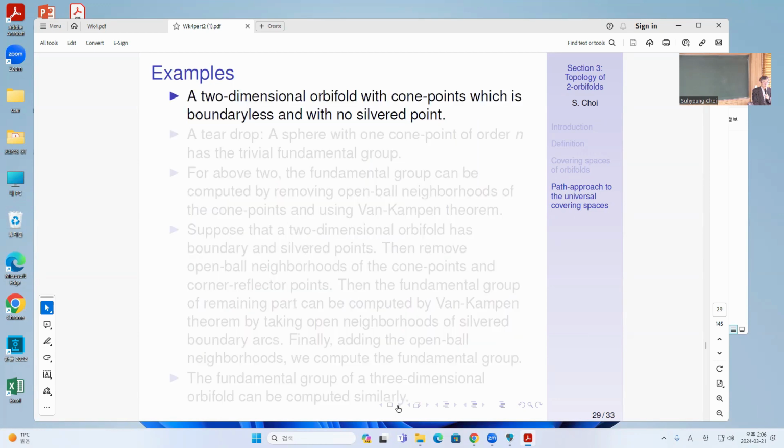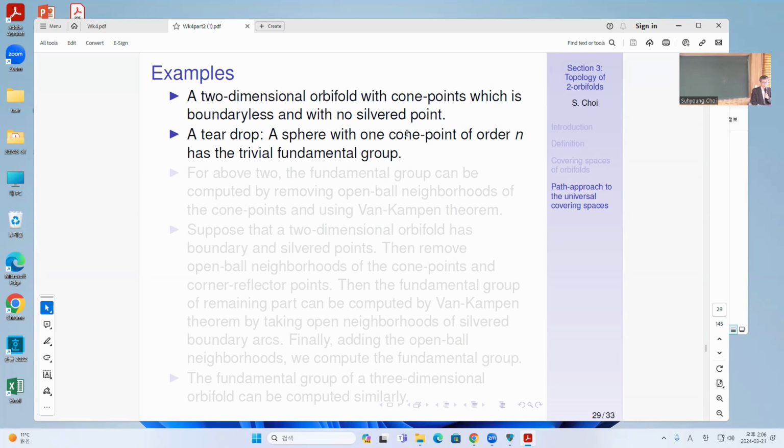And then the two-dimensional orbifold with cone points, which is boundaryless and has no silver points. So when there are no silver points, then you just have to remove the cone points, and then you can use the Van Kampen theorem to compute the fundamental group.